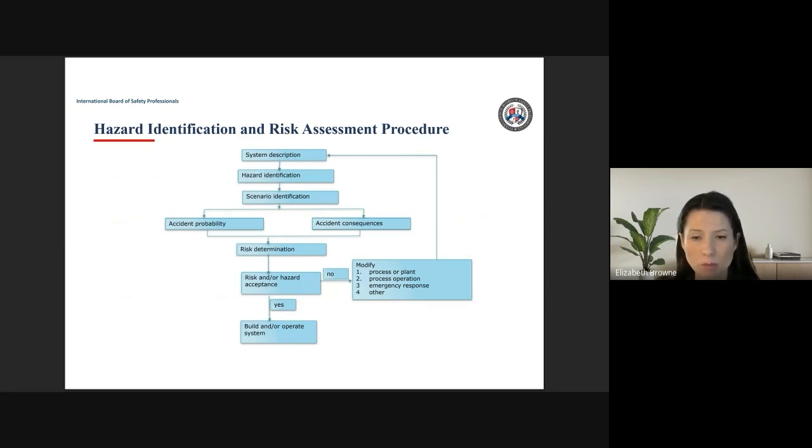And if that's the case, we would go to modify our process or the physical process itself, like the physical equipment. That might be adding a guard, adding some type of engineering control. We also could modify the process operation. So that would be more of an administrative or work practice control. We may modify our emergency response systems. We might add PPE. There's all types of things we might do to modify the system itself to hopefully change the risk or eliminate the risk of that hazard occurring. But if we do have a level of risk or hazard acceptance and the hazard passes the test for that and it's a low level and we accept that risk, then we would build or operate the system or continue to operate that process.